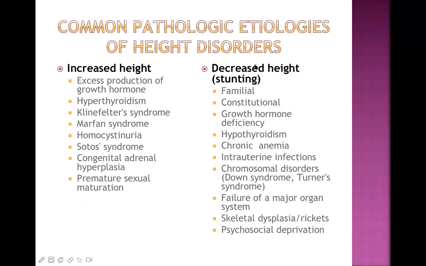Now, the last part of this assessment of growth topic is what are the abnormal conditions which lead to increased height and decreased height. Now, increased height may be seen in excessive production of growth hormone. Can anybody tell me what is that condition called when growth hormone is produced excessively? Acromegaly, like acromegaly or gigantism.